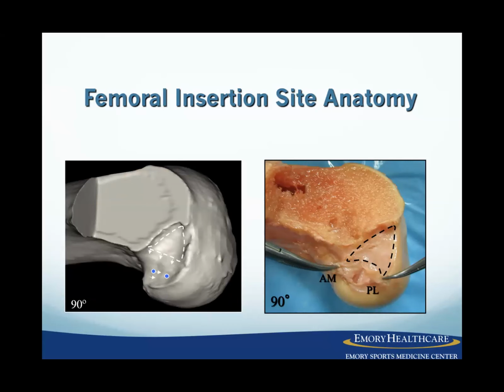You take the DICOM images and you can make these cuts. Okay, so you can see where the ACL actually is. It's very posterior on the femur, the knee's at 90 degrees.